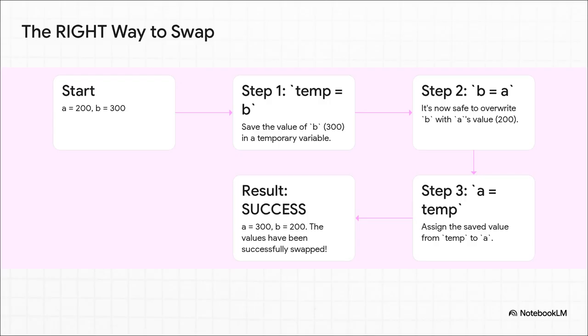And here is the elegant, classic solution. The secret is using a third temporary variable. Think of it like an empty cup. In step 1, we pour B's value, the 300, into our temporary spot to keep it safe. Now that B is empty, step 2, we can pour A's value into it, so B becomes 200. And for the final step, step 3, we just take the value we saved in temp, that 300, and pour it back into A. And just like that, the swap works perfectly.